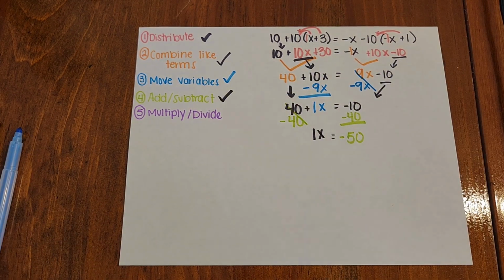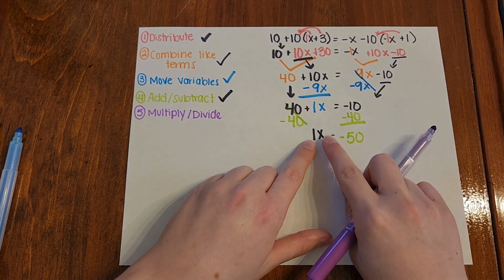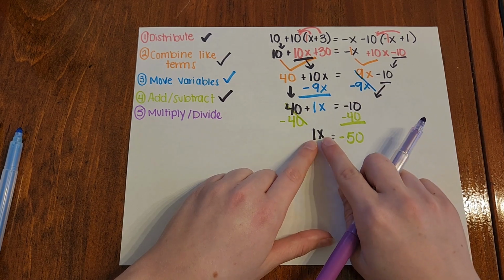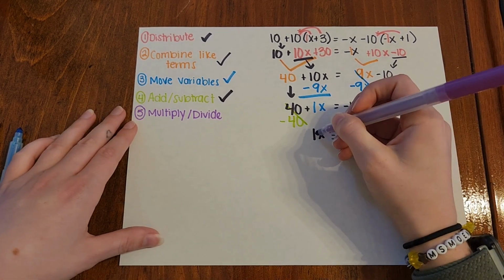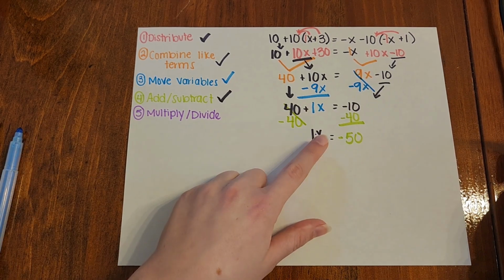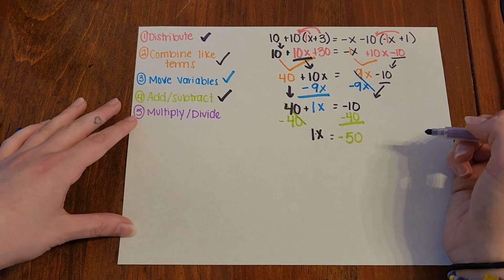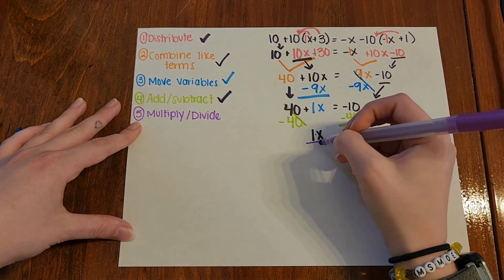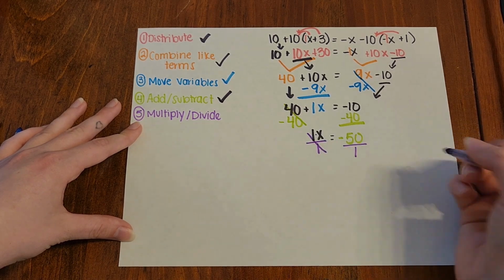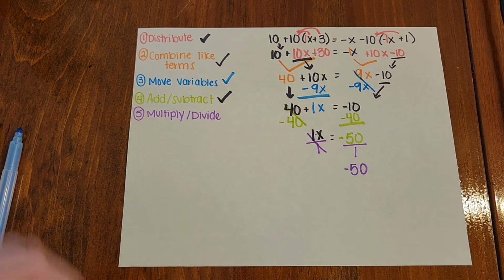And our final step is to multiply or divide. So we're going to look at how our number is held onto our variable. Right now, anytime a number and a letter are right next to each other, that means they're being multiplied together. So we're going to take a look, and whatever the opposite of multiplication is, that's how we're going to separate them. So the opposite of multiplication is division. So I'm going to divide by 1 to both sides. So these ones cancel out, and negative 50 divided by 1 is still going to be negative 50.